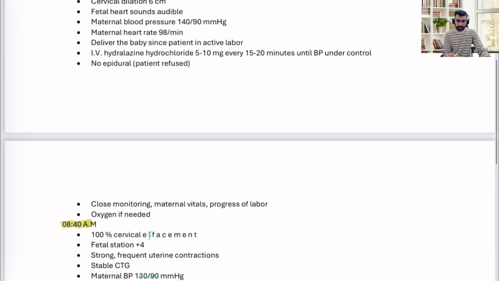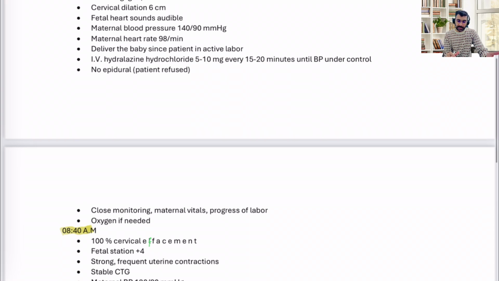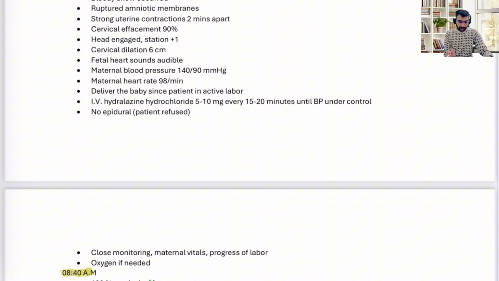As you can see here, progression of labor is actually uneventful. This is how a normal labor progresses, except the raised BP, which is 140/90, for which IV hydralazine hydrochloride was given. So we will mention that except for the raised BP and its management by IV hydralazine, we won't mention anything else. We will simply write that progression of labor remained uneventful except for a raised BP for which this medication was given. So let me select the content.